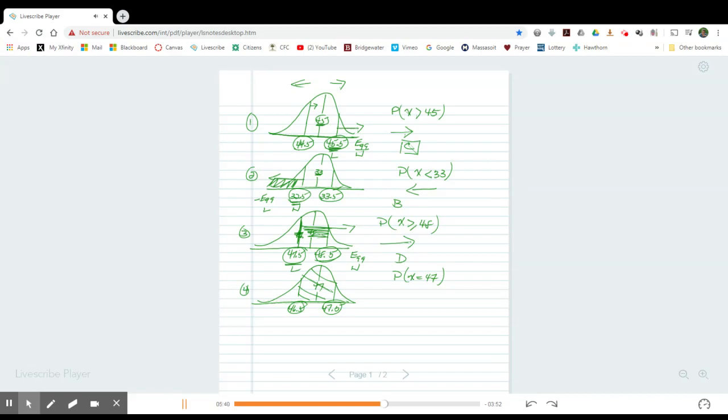So these exactly ones are, in my estimation, the easiest one. The area between 46.5 and 47.5. That's also letter D.